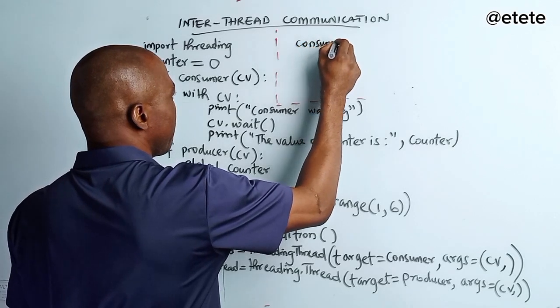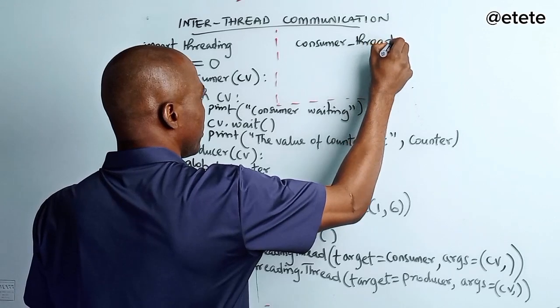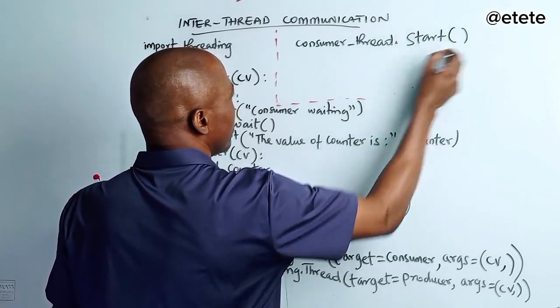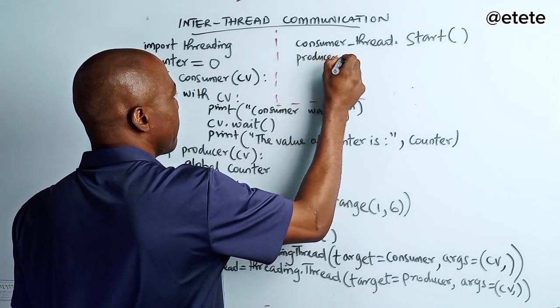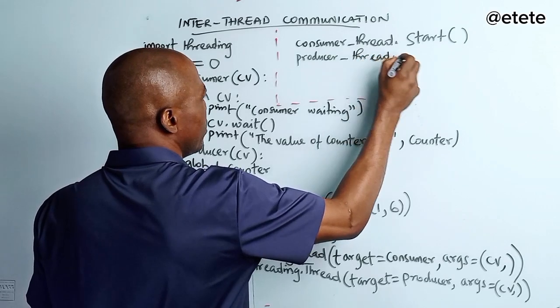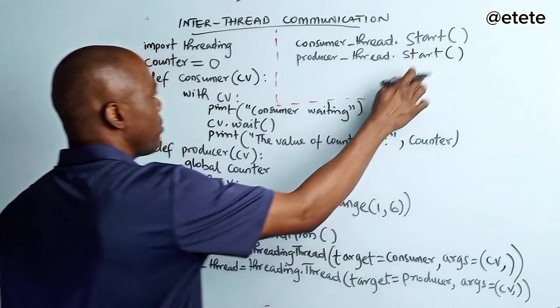So I'm saying consumer underscore thread dot start. I'm calling the start method. Then producer underscore thread dot start. All right, I'm calling the start method.